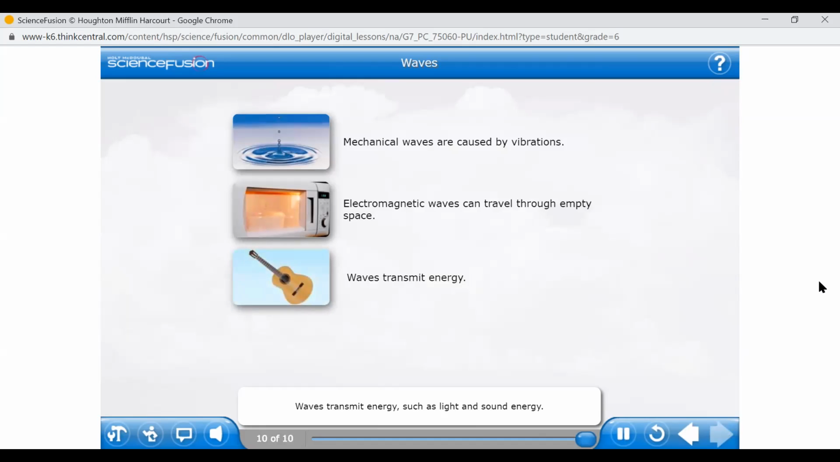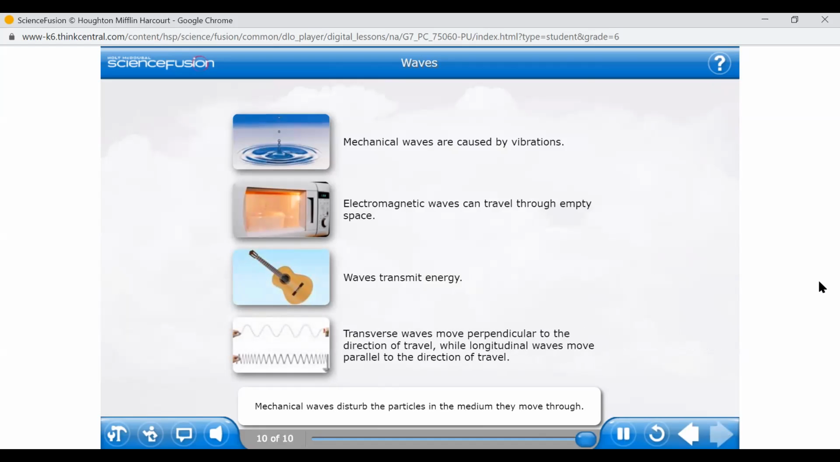Waves transmit energy, such as light and sound energy. Mechanical waves disturb the particles in the medium they move through. Transverse waves move the particles perpendicular to the direction of the wave, and longitudinal waves move the particles parallel to the direction of the wave. Now that you've finished this lesson, if you wish, you can go back and review any part of the lesson again.